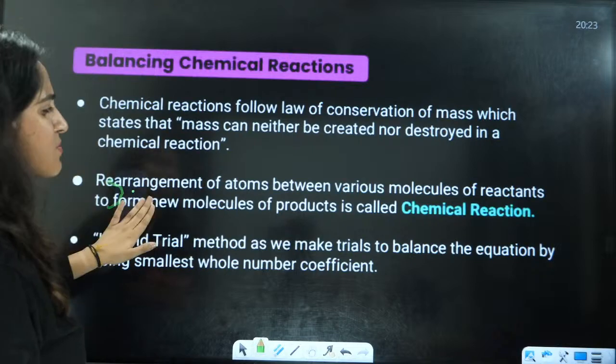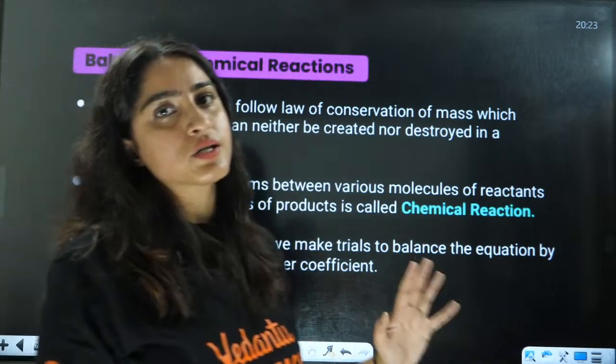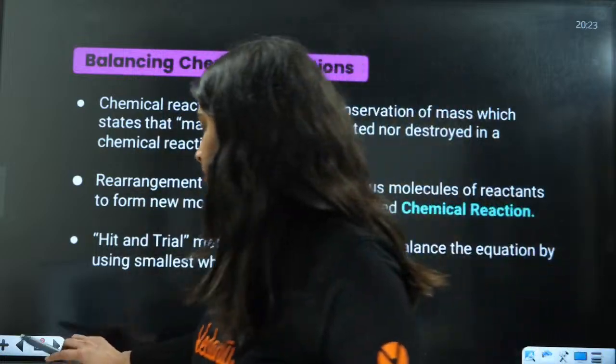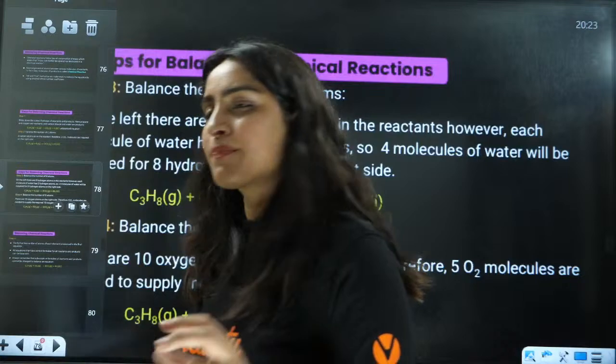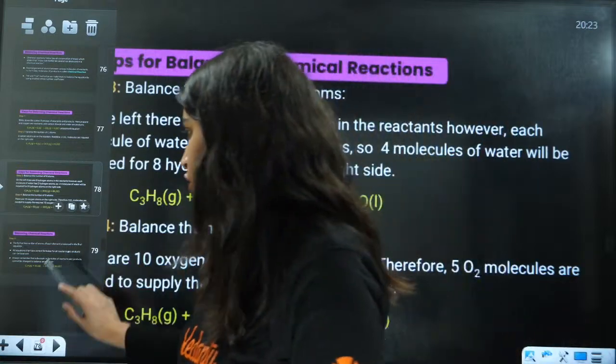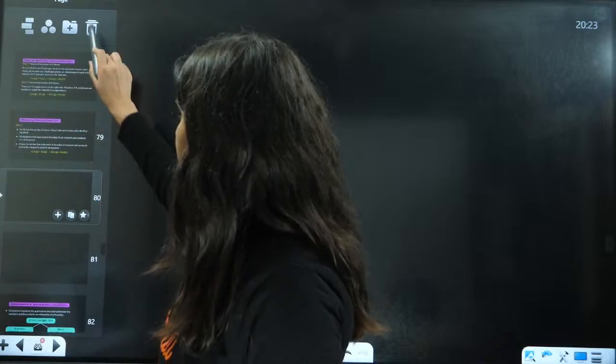Next, balancing the chemical reaction is very easy. This is simply a hit and trial method. You have also done this in lower classes, right? Firstly, balance the hydrogen atoms, then oxygen atoms, all these things, right? Okay, now let us do some questions.